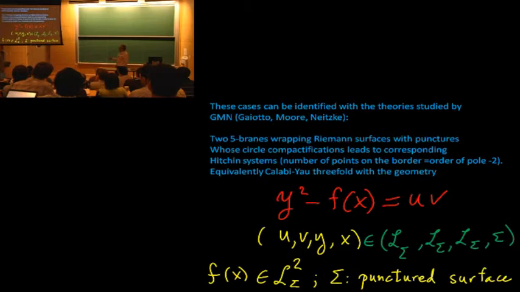So what is the physics of this? Well, it turns out that these can be identified with the theories that Gaiotto, Moore, and Neitzke studied. They correspond to 2 M5 branes wrapping Riemann surfaces with punctures, with certain singularity structures at the punctures. And the circular compactification of them leads to the corresponding Hitchin systems. So these triangulations, the quivers that you get, correspond to these physical theories. We can identify them, again, using the 4D-2D correspondence. And so I won't get to the detail of that.